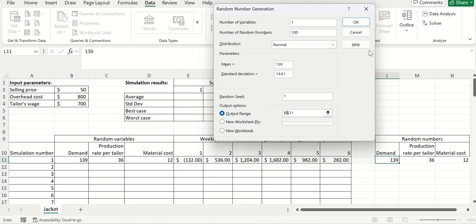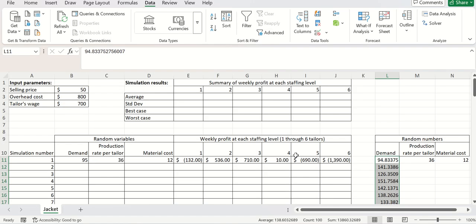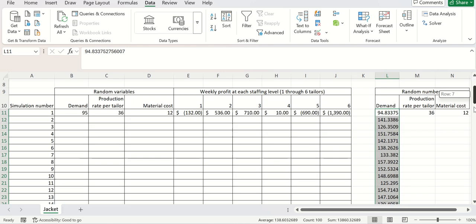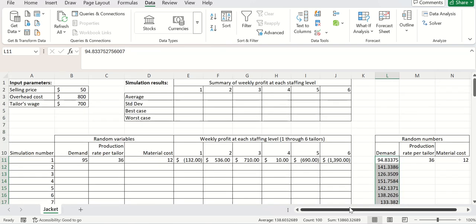All right, everything's here. I click OK. It says it's going to overwrite. I click OK. It puts in now for me 100 different random variables based on the normal distribution that I just had. Okay, next. Production rate per tailor.